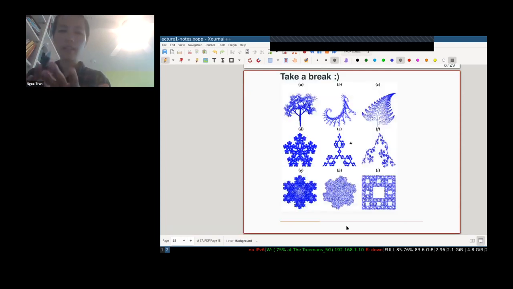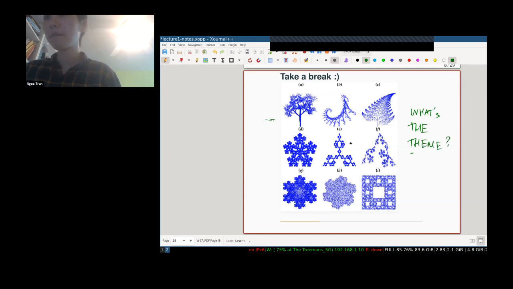Okay, all right, so let's take a 1 minute break, and we'll come back. During the break, you can perhaps look at these pictures and think about in what way they are similar. What's the theme of these 9 pictures? Okay. Yeah, 1 minute break. I'll be back in exactly 1 minute.